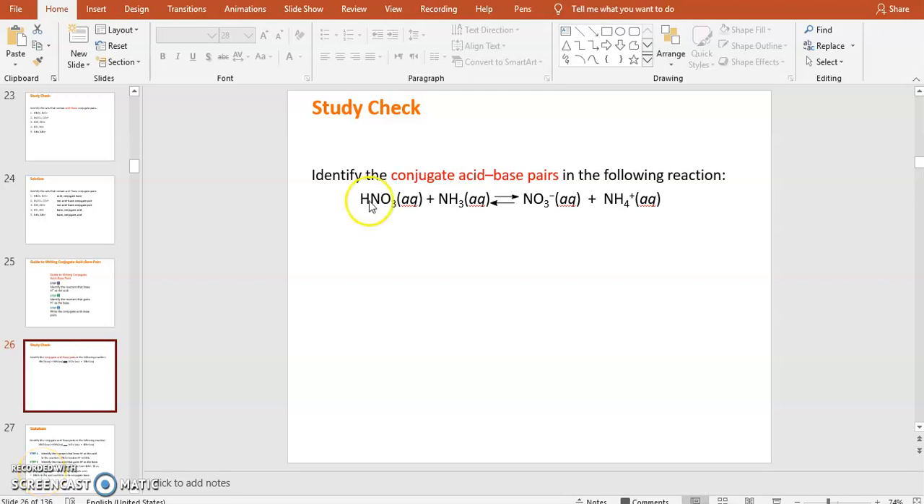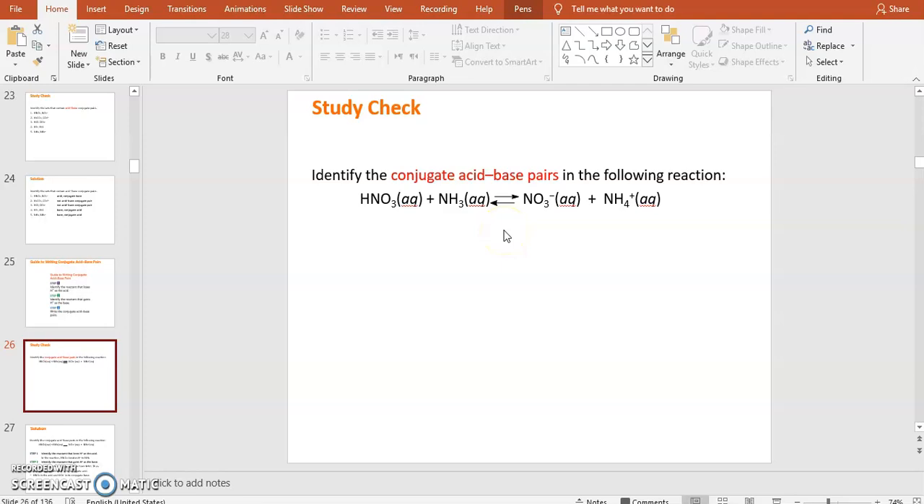So again, this has a hydrogen, so I can give away this hydrogen. So this will be the acid and this will be the base. If there is an acid, always another molecule has to react as a base. So this is the acid, this is the base. And for those, we need to determine which one is the conjugate acid, which one is the conjugate base.